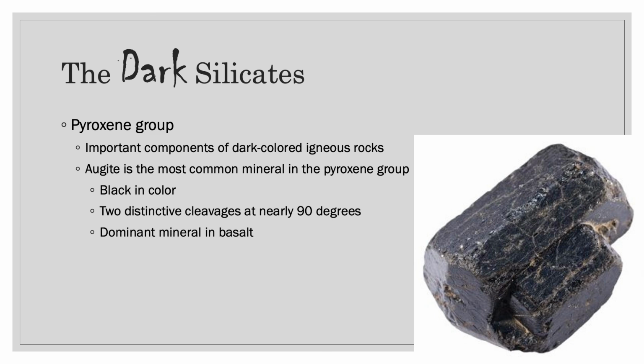The next type of dark silicate is called the pyroxene group, and these are important components of dark colored igneous rocks. For example, basalt. Augite is the most common mineral in the pyroxene group, and it is generally black in color and has two cleavage planes at 90 degrees. And as I already mentioned, it's kind of the dominant mineral in basalt, and this is a picture of augite here.